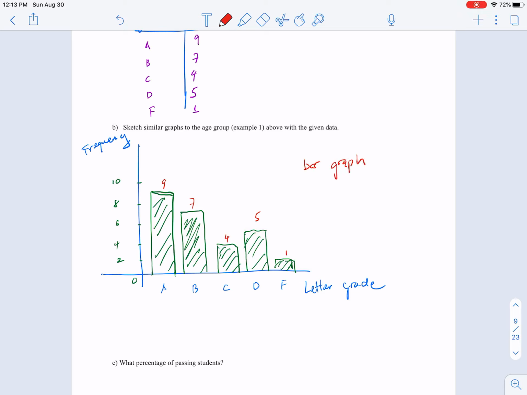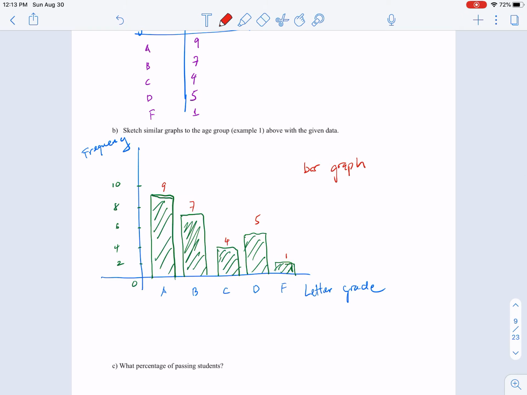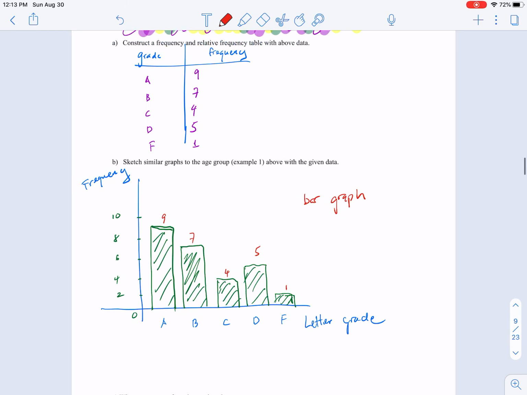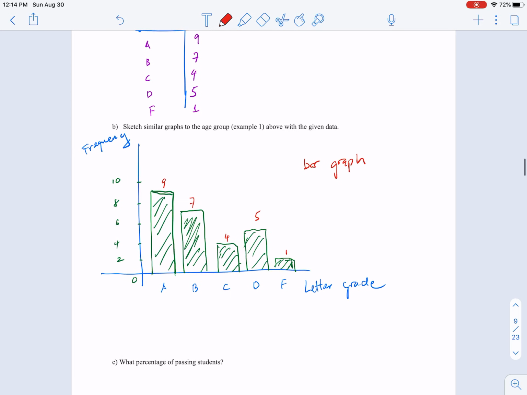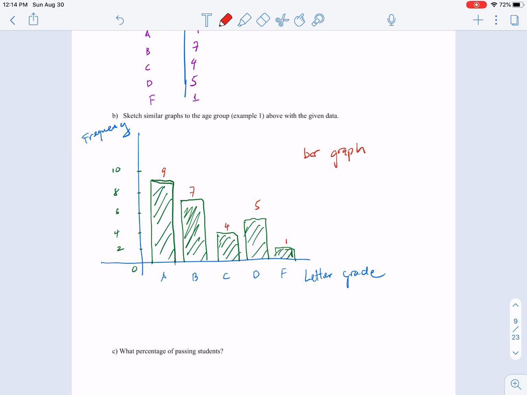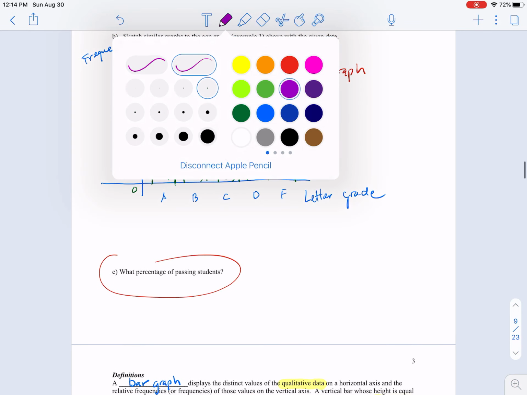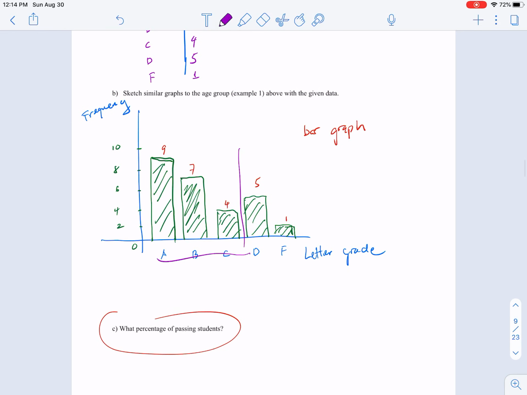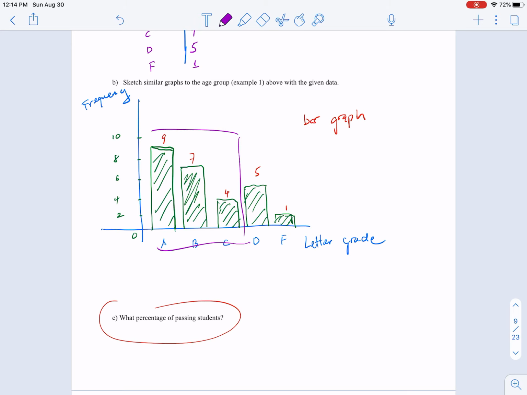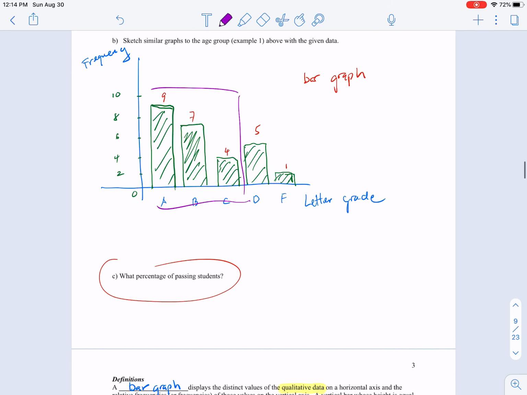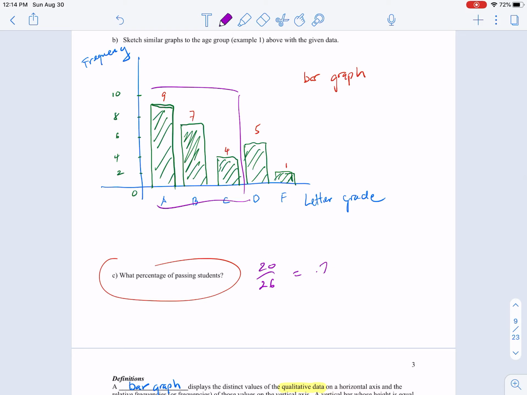Notice that the rectangles, the bars, don't touch each other, and this is being used to display qualitative data. Pretty straightforward. And the histogram is very similar too. The tricky part is labeling the horizontal axis and also making sure the bars are touching each other. And in this example, he's asking what percentage of students passed the class. So that would be 20 out of 26. What percentage is that? 80 something. Let's see here. So around 77%.